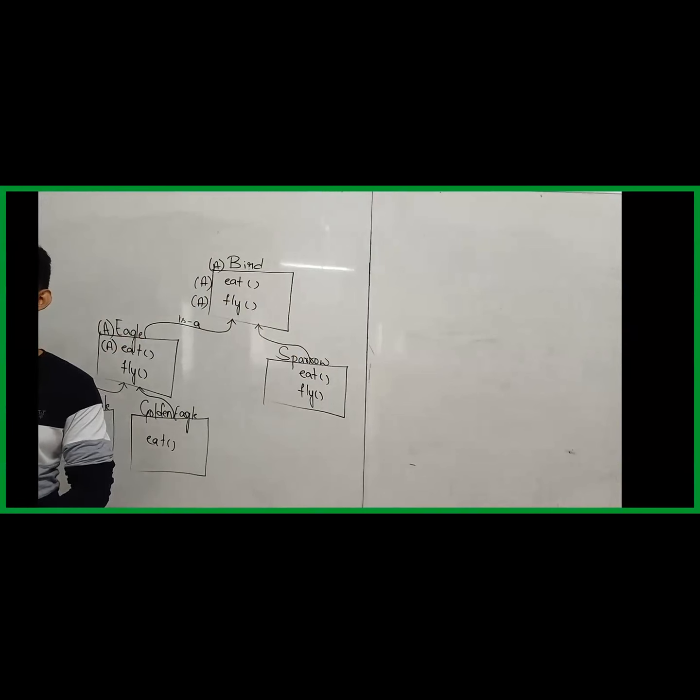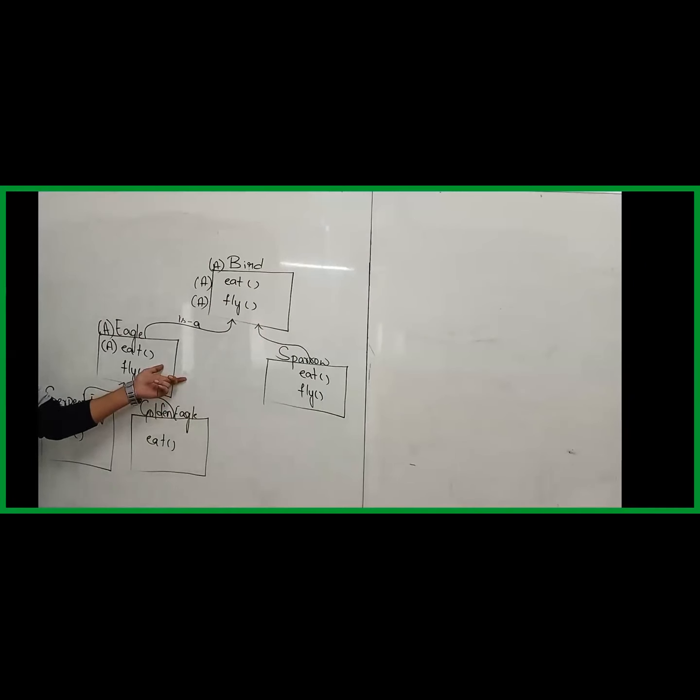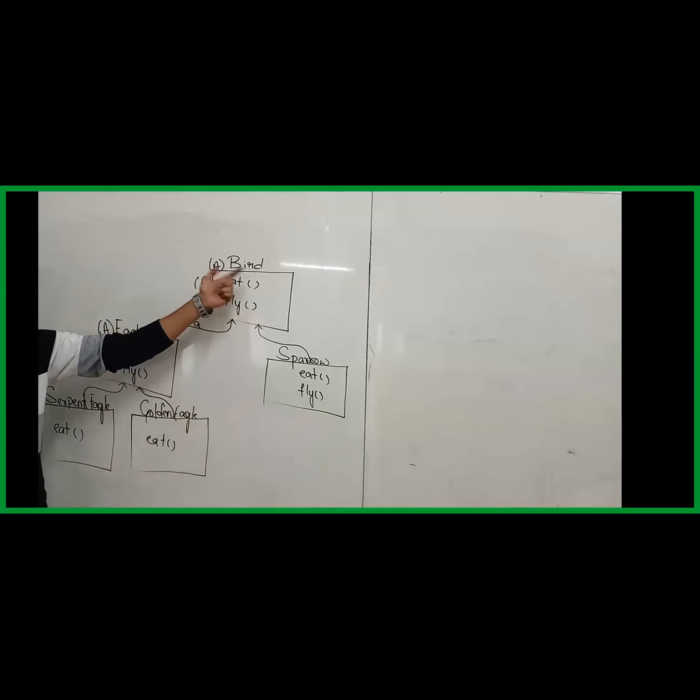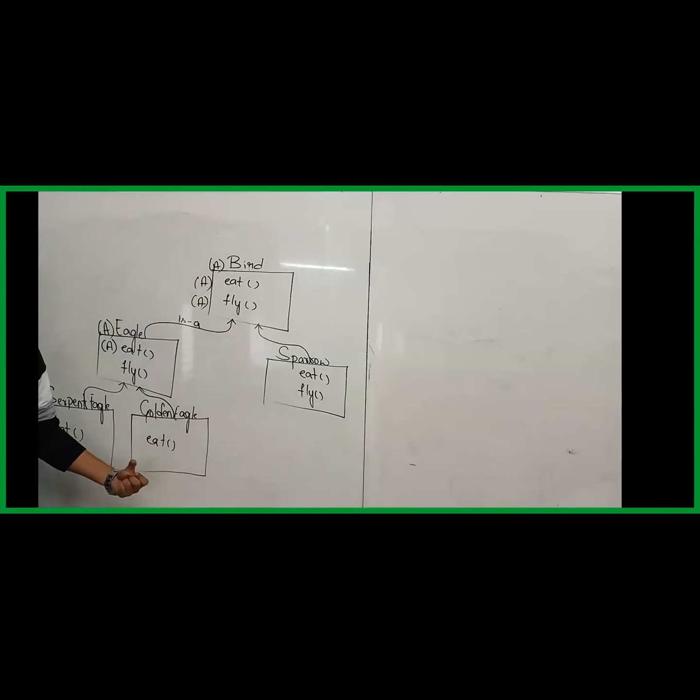Why not eagle? We can write eagle as well, but if we write eagle, only serpent eagle and golden eagle will work and not sparrow. But I want that also to work. When I want that also to work, I'll consider the main parent, that is bird. Sir, writing it as bird, can I access these two also, sir? Multi-level. Is it possible or not?